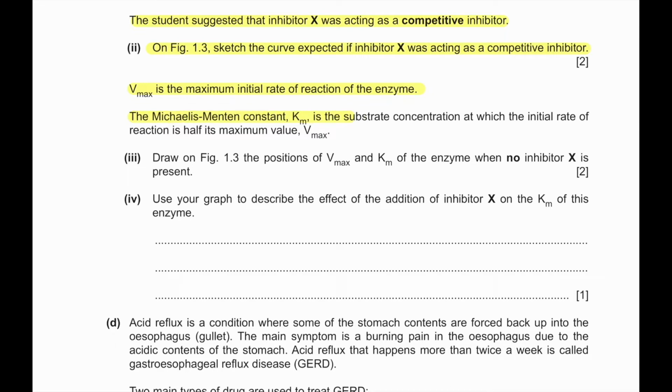The Michaelis-Menten constant Km is the substrate concentration at which the initial rate of reaction is half its maximum value, which is Vmax. Now the question says, draw on figure 1.3 the position of Vmax and Km of the enzyme when no inhibitor X is present.